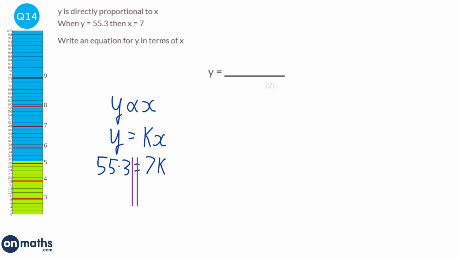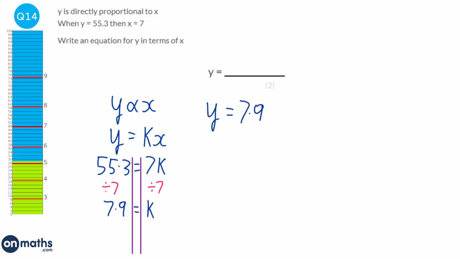And we're just going to put our lines in and solve this. So it's going to be divide by 7 both sides. And 55.3 divided by 7 is 7.9. And that's what k is. So we're going to rewrite this equation here, this formula here, y equals 7.9x. And that is actually our answer.